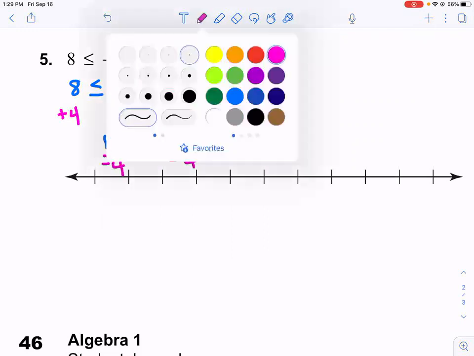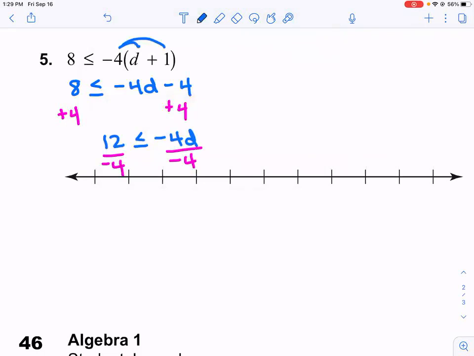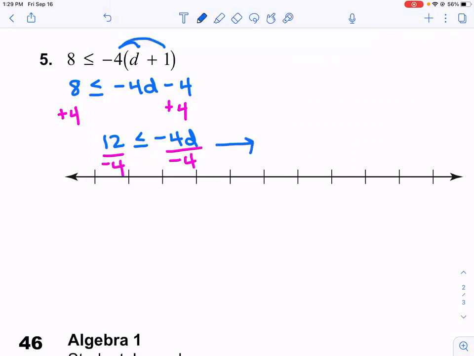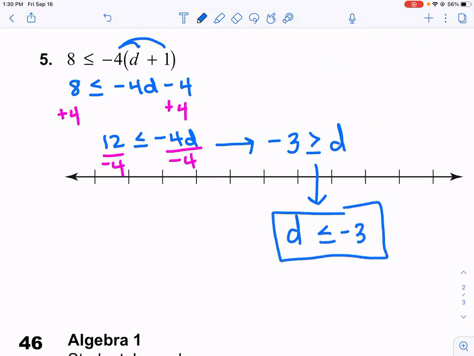Okay, but we have to be careful, right? We're dividing by a negative number, right? So we know that 12 divided by -4 is a -3, but our sign has to flip. Okay, now to help 2 people, to help Mrs. Holman and to help you, D is less than or equal to -3.